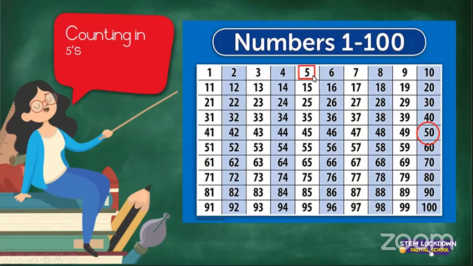Okay, so starting at 5, we're going to bounce in between the 5s column and the 10s column. All right, so let's go. 5, 10, 15, 20, 25, 30, 35, 40, 45, 50. What comes after 50? 55, 60. Well done, boys and girls.